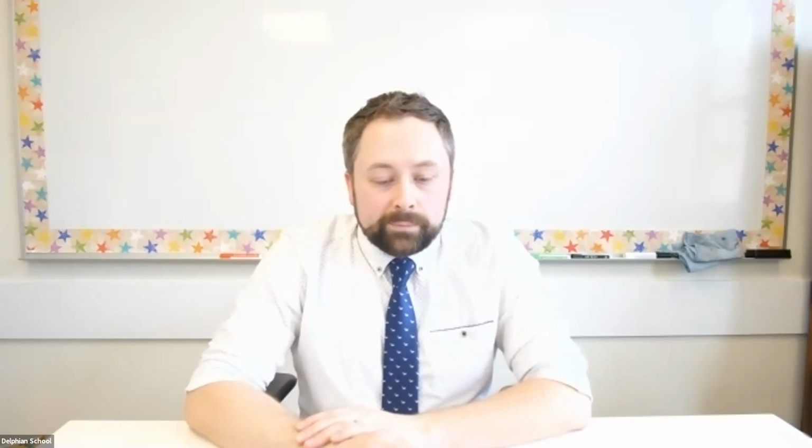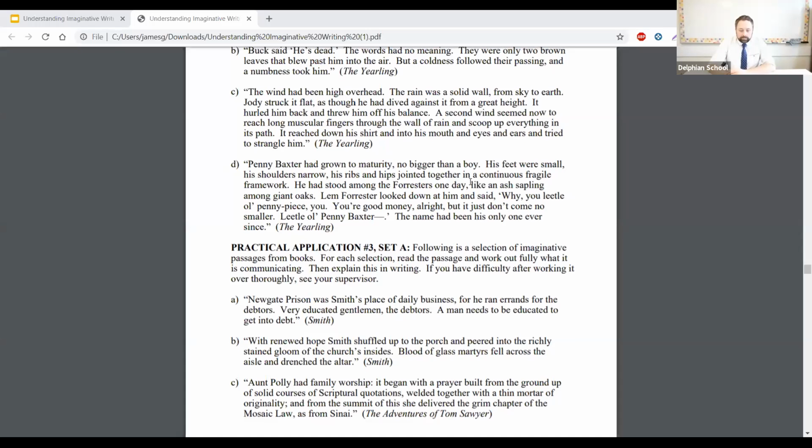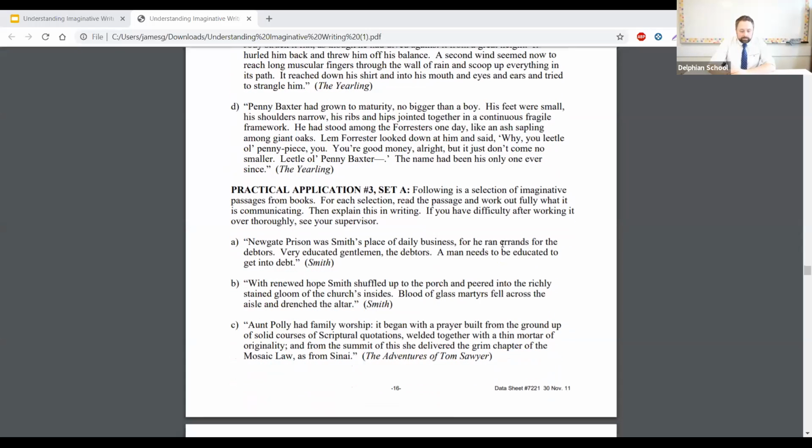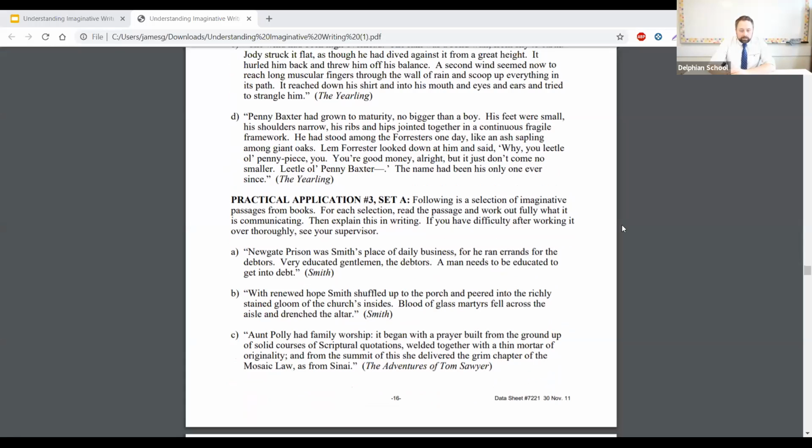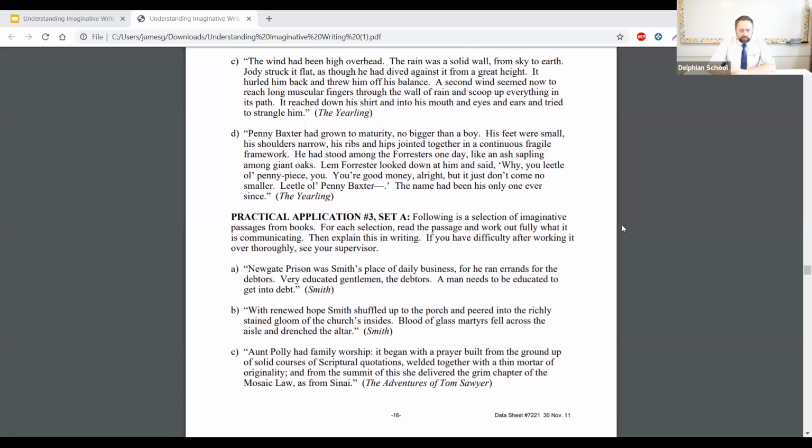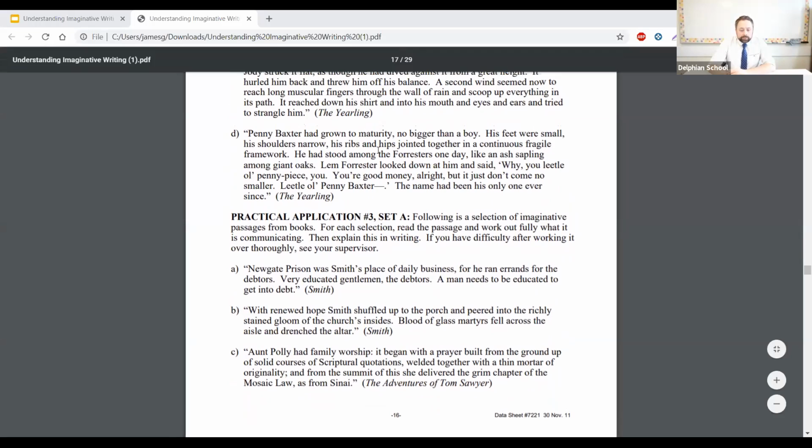All right. I think we have time for one more example before we have to go. Let's find a good one. All right. That last example was from a book called The Yearling. We're going to do, yeah, let's do one more here from the same book.